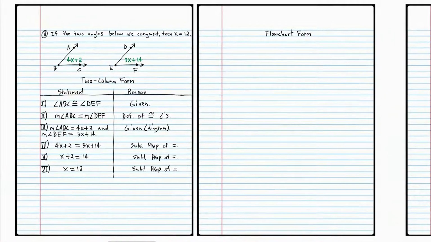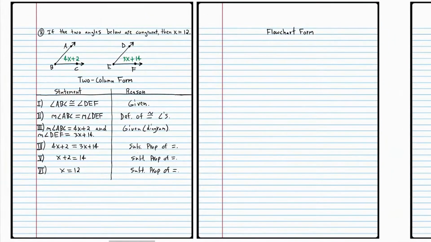So go ahead and try number 8. And again, just use common sense. Every step needs to flow from another step, except the given information, of course, and a few other things. So go ahead and try number 8, and when you come back, we'll do it together.